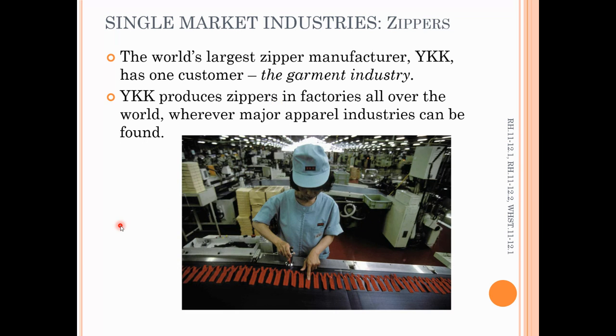Another single market industry is zippers. If you think about it, who is buying zippers other than the garment industry? So basically, you're going to have a zipper plant next to wherever you have a clothing plant, because why would you have zippers being made thousands and thousands of miles away from where clothes are made? It doesn't make any sense. So the zipper industry, since it's only really selling to the clothing industry, puts its plant near its customer, the clothing industry.